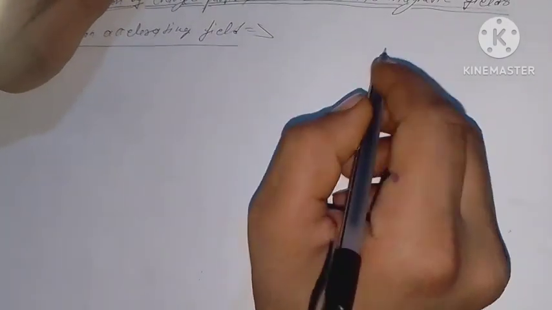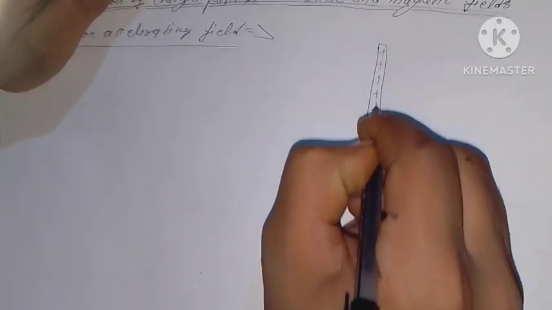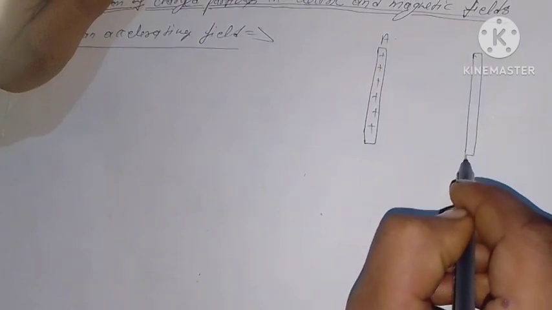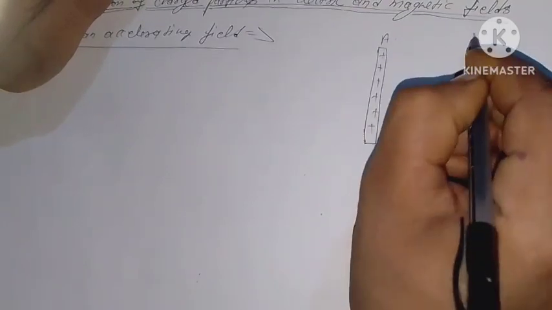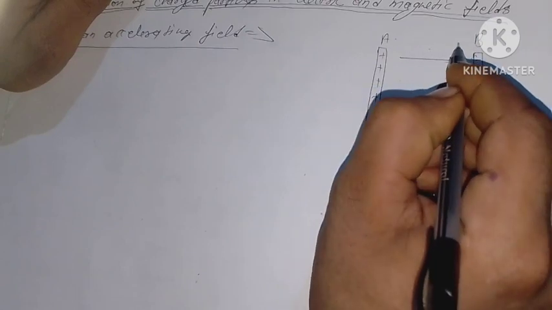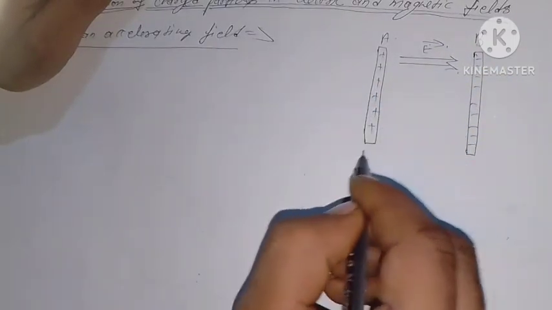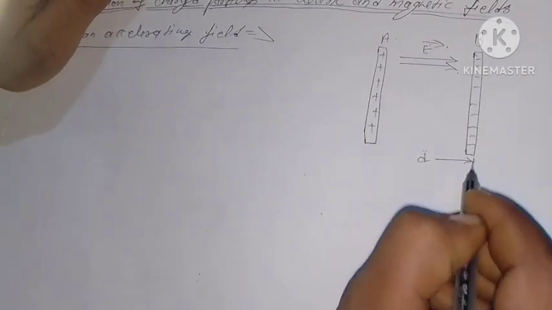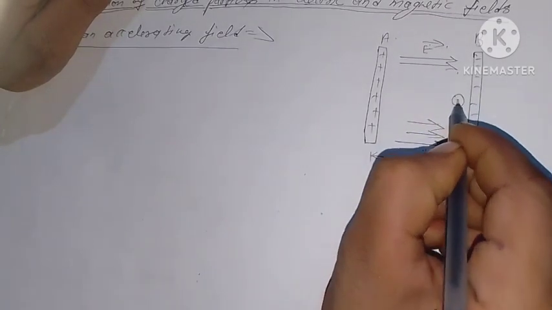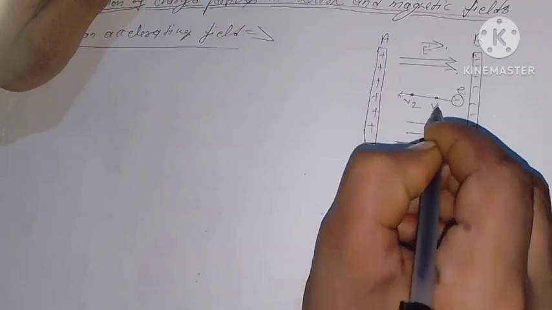This is a positive charged plate A, and this is a negative charged plate B, and the electric field E is from A to B. The distance between plates A and B is D, and this is a negative charge e, and the voltage difference is V2 minus V1.